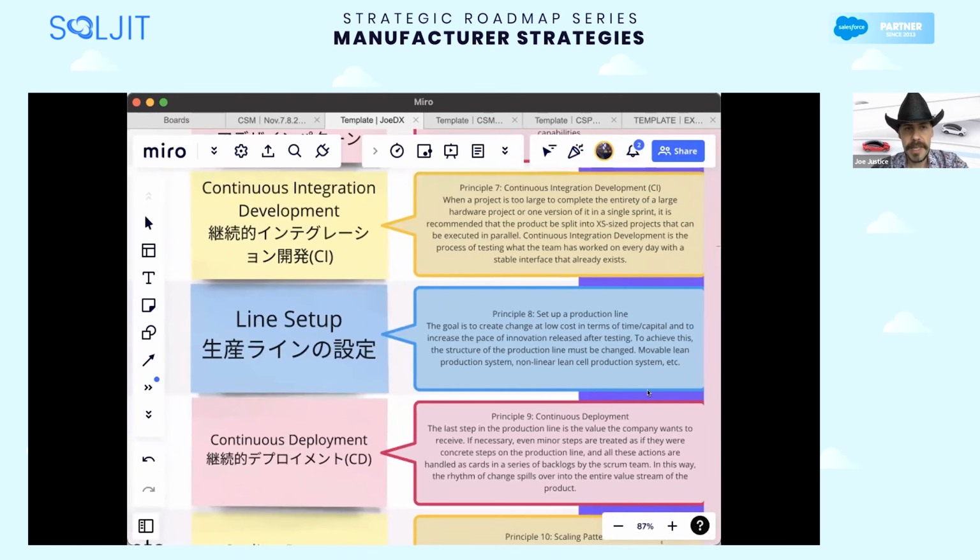The goal is to create change at a low cost in terms of time and capital, and to increase the pace of innovation released after testing.